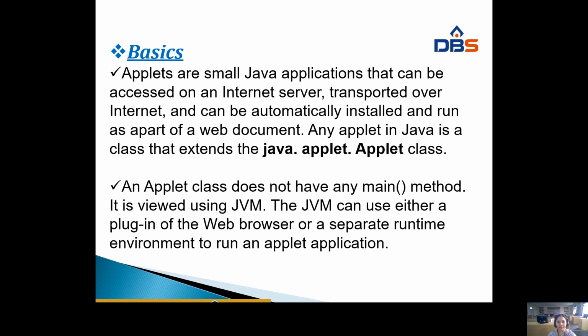Another point. An applet class does not have any main method. It is viewed using the JVM. So without a main method, how will it perform? These things are under consideration, meaning the JVM manages them. So we do not need to write a main method in applet programs. All of these things are managed by the JVM. What is JVM? Java Virtual Machine.